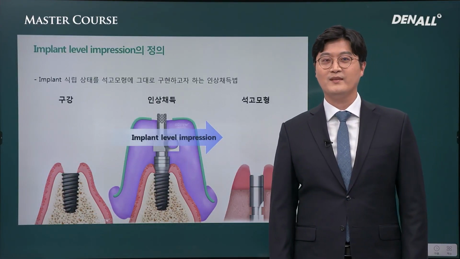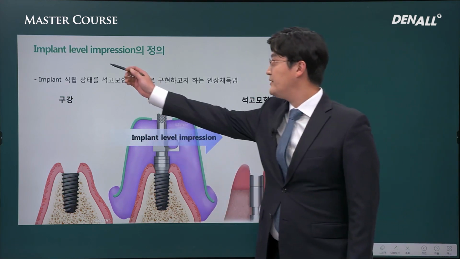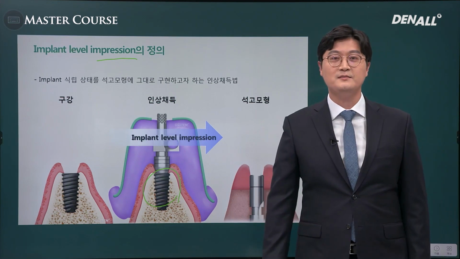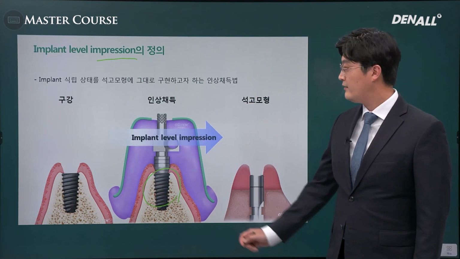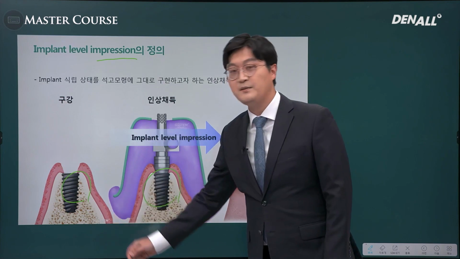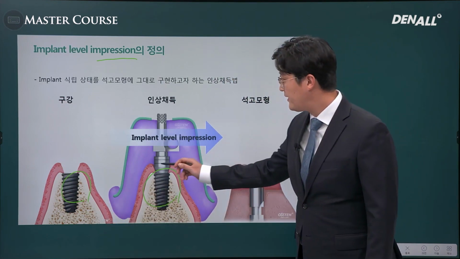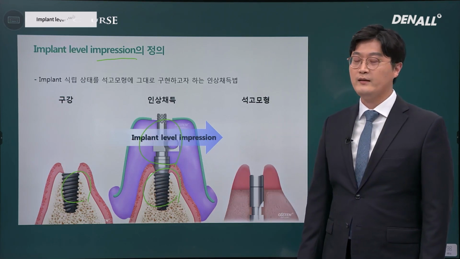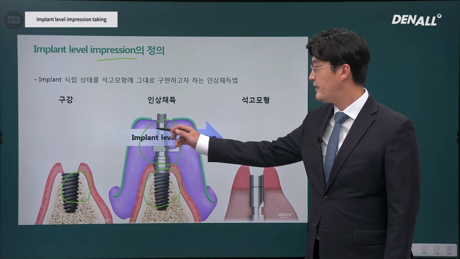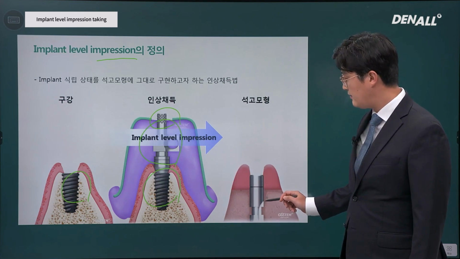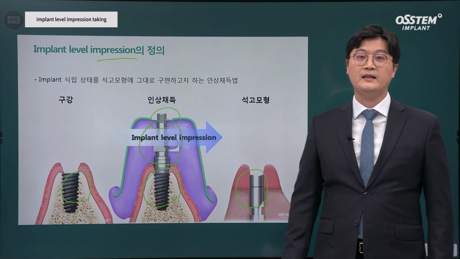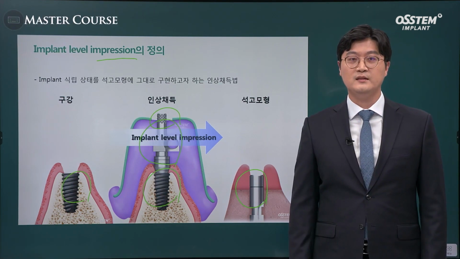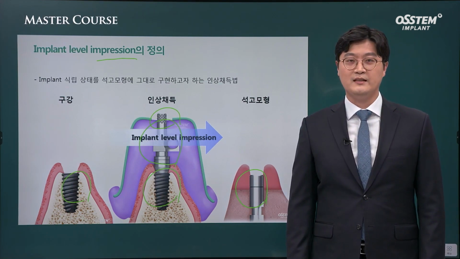Today, I'm going to talk about implant level impression taking. Impression is taken on the implant level. An implant is placed in the mouth. A pickup type or a transfer type impression coping is connected to the implant. After that, using an open or closed tray, impression is taken and a lab analog, a copy of the implant, is inserted. This is the implant level impression taking.